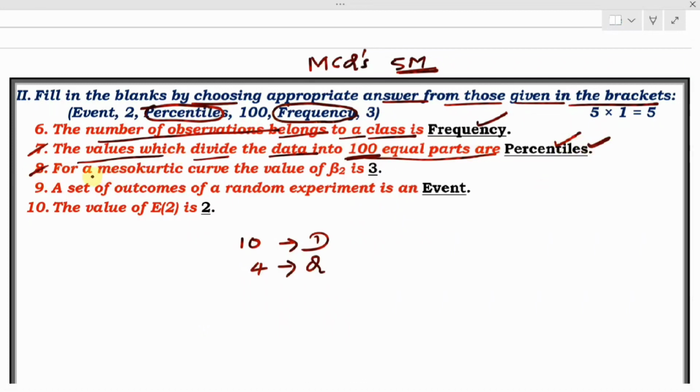Next, eighth question, for a mesokurtic curve, the value of beta 2 is, beta 2 is always equal to 3 for mesokurtic distribution, that also we already know, so the answer is 3 to be written.